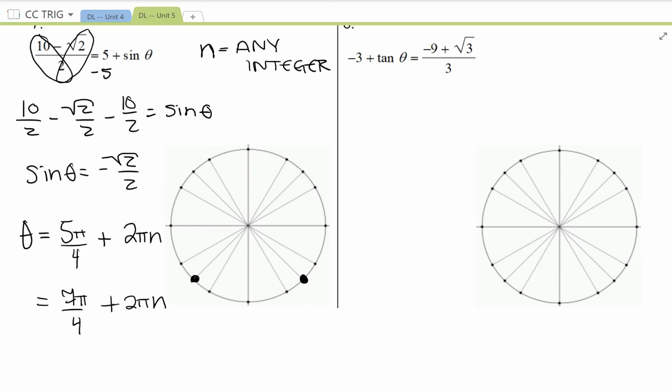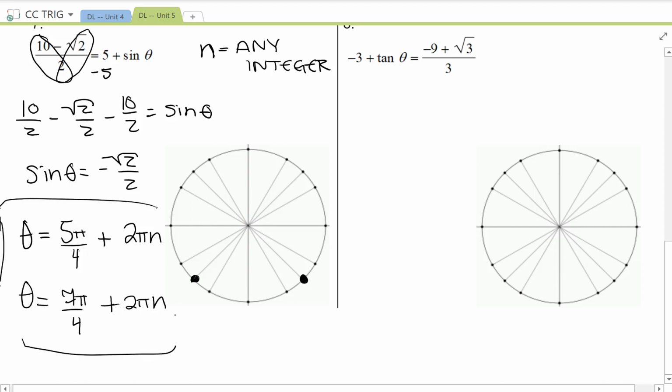So you can write your solution. Theta is equal to these two expressions, and that covers all possible angles ever. Because if you can keep going around this circle infinitely many times, you're going to have infinitely many solutions to these equations. That's why they have to restrict it upon an interval.